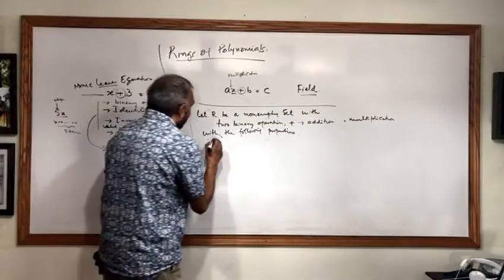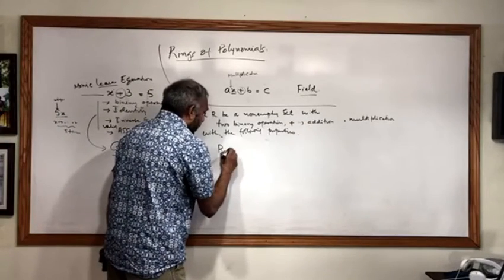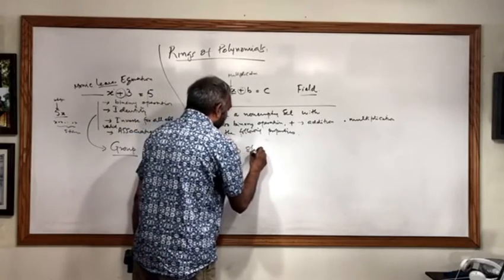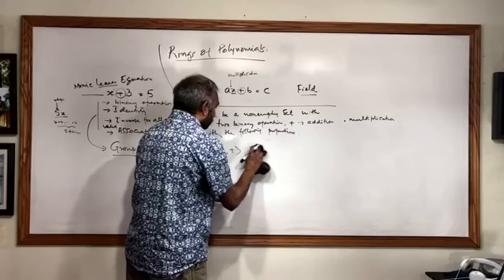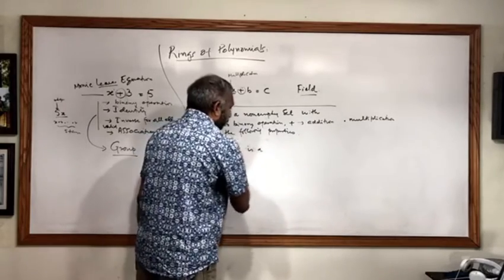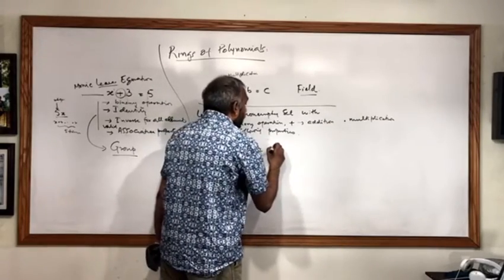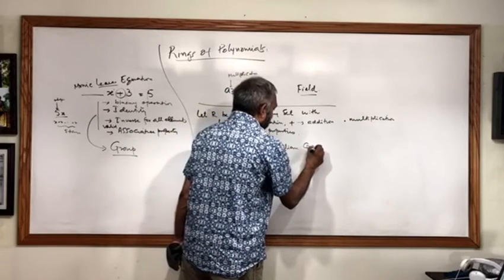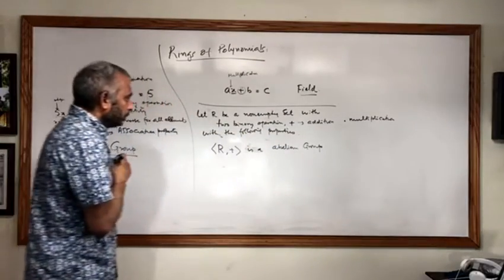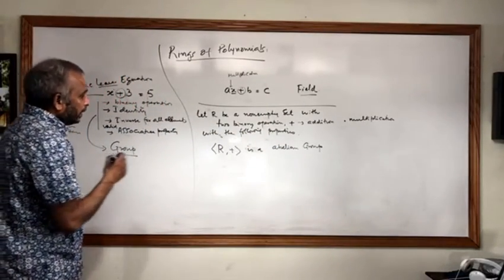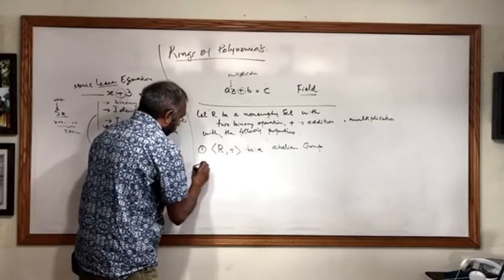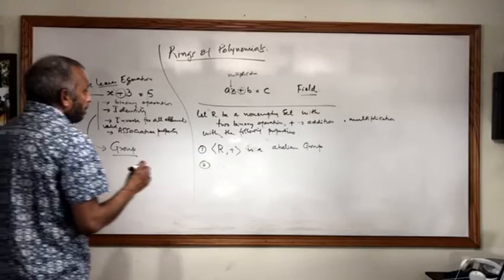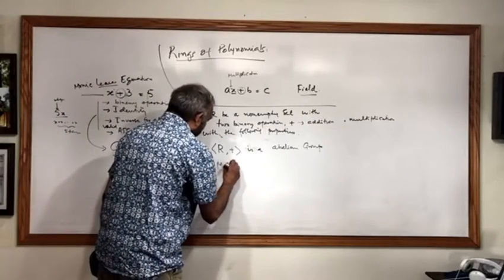The first property is that R along with the addition should be an abelian group, a commutative group. Okay, that is the first property. The second property is multiplication is associative.